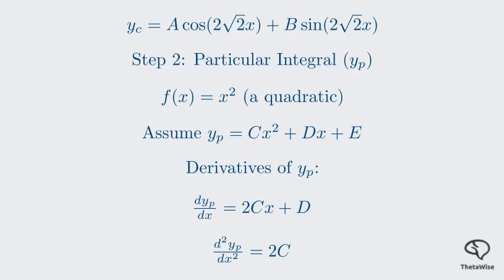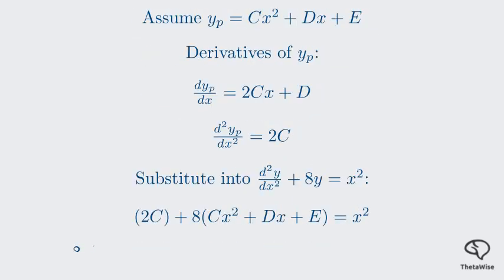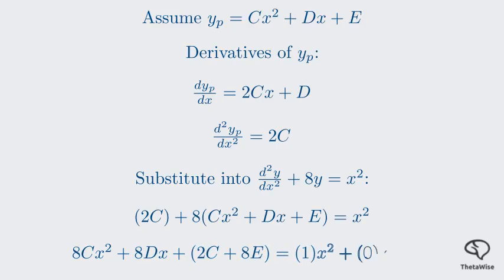Watch out, the first derivative term b dy/dx is missing from the original equation. Its coefficient is 0. Substituting gives 2c plus 8 times the quantity cx squared plus dx plus e equals x squared. Expanding, we get 8cx squared plus 8dx plus the constant term 2c plus 8e. This must equal 1x squared plus 0x plus 0.